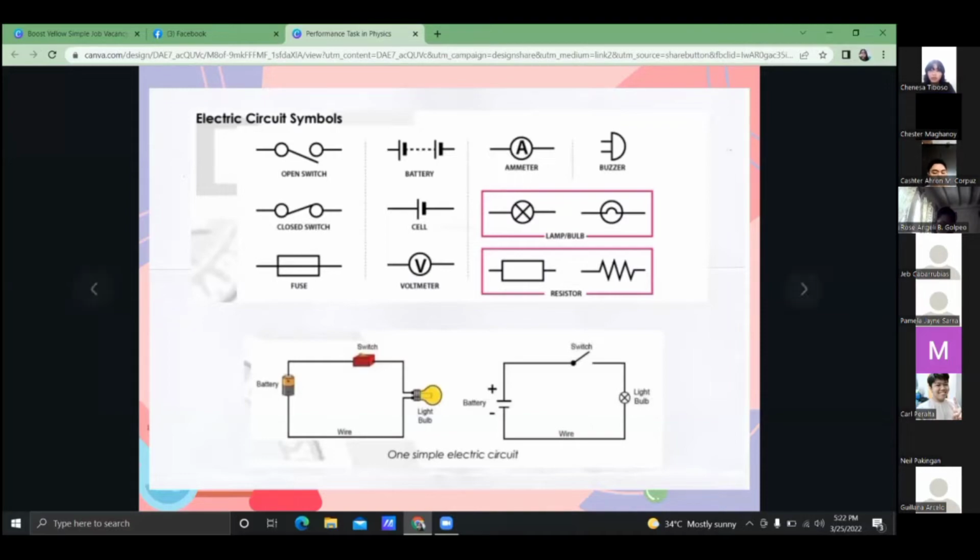Next is the lamp or bulb. It is shown as an X enclosed in a circle or an intersected half curve inside a circle. And the last one is the resistor, a rectangle placed on a plane or a zigzag-like indicator. Resistors are one form of passive components and one of the most used within electronic equipment. So under the electric circuit symbols is the example of a simple electric circuit, which is composed of a battery, a switch, a wire, and a light bulb.